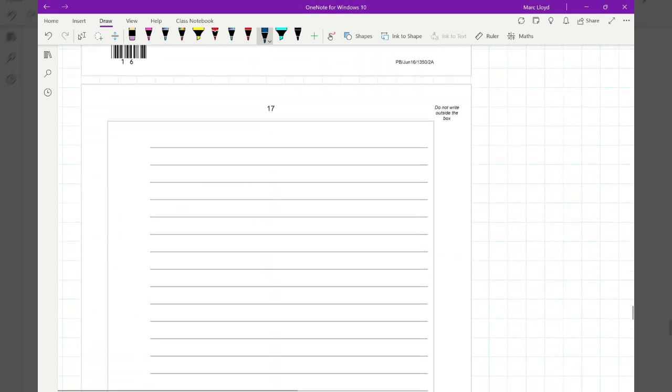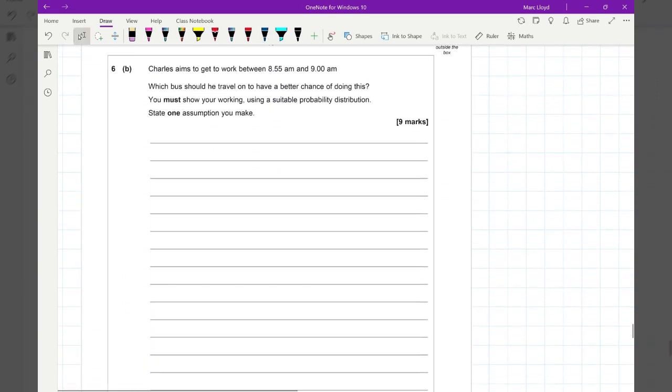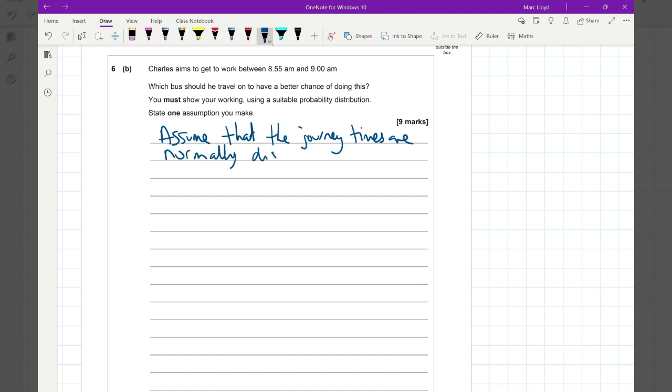Anyway, part B. Charles aims to get to work between 8:55 and 9 a.m. Which bus should he travel on to have a better chance of doing this? You must show your working using a suitable probability distribution. So, first things first, this is 9 marks. Assume that the journey times are normally distributed. Okay, so we'll assume that those journey times are normally distributed.